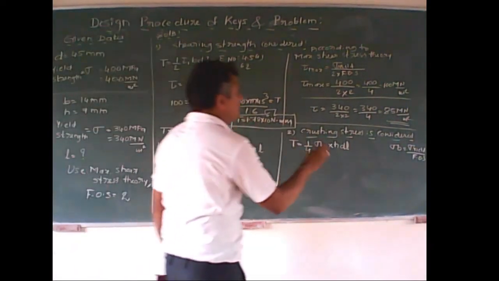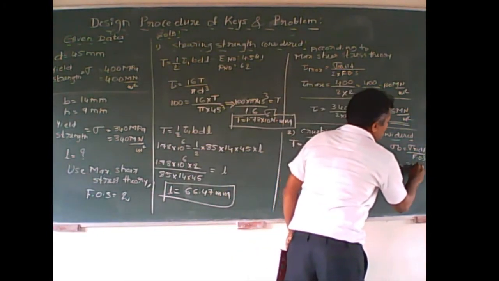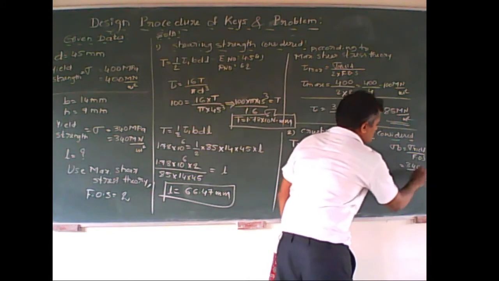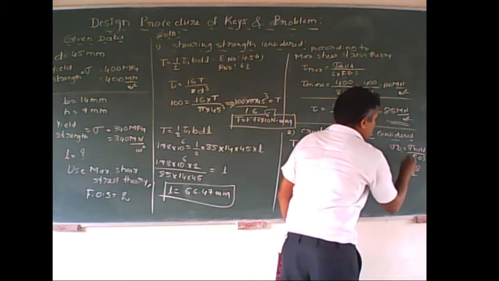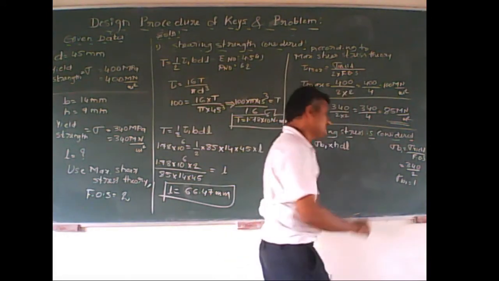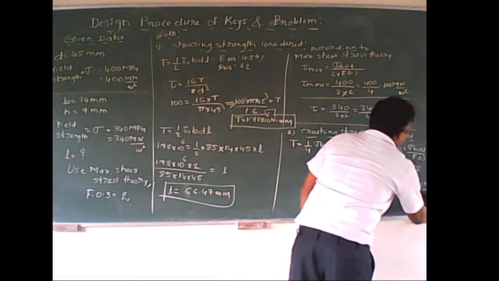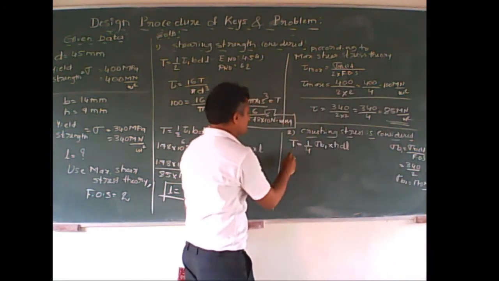Yield value divided by factor of safety. So what is the value of yield? 340, and factor of safety is 2. What is the value of sigma B1 we are getting? 170. So 170 mega newton per meter square. So straight away you can substitute the value here.